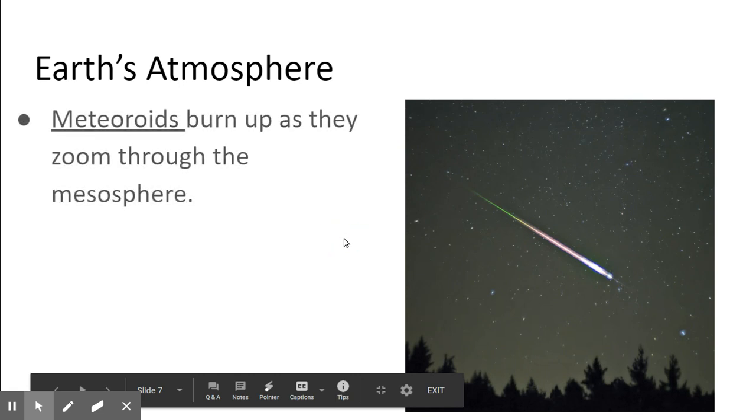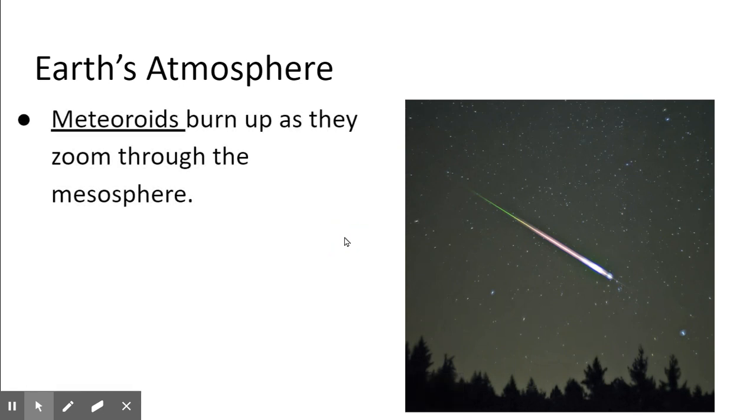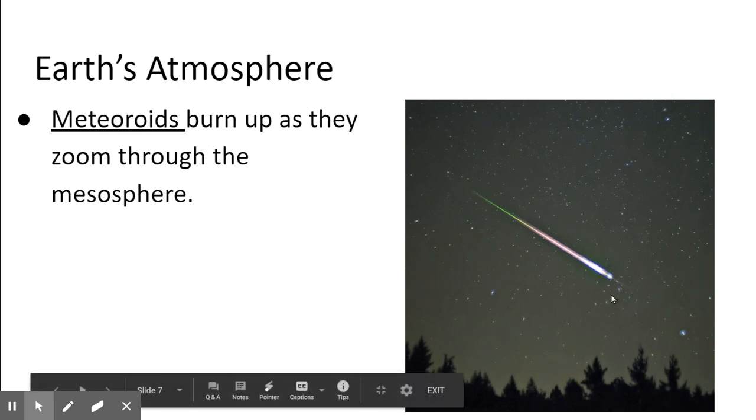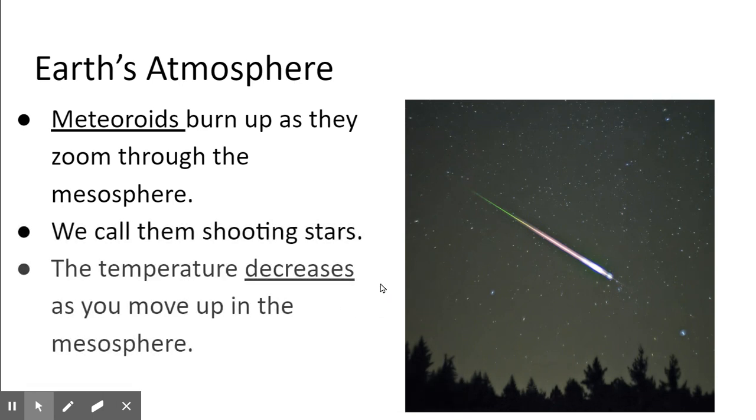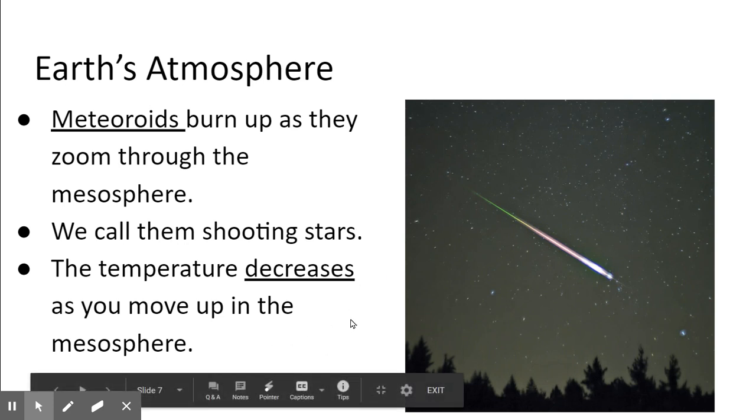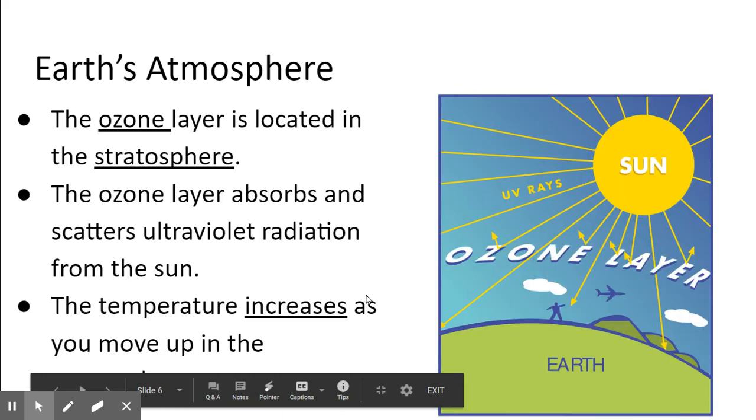Next we have the mesosphere. You can think of it like meteoroids, that is, shooting stars as they come in. This is where those meteors actually burn up. As you move up in the mesosphere, the temperature is going to decrease, as you can see on the diagram here.